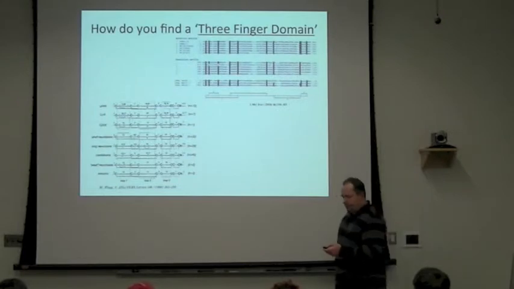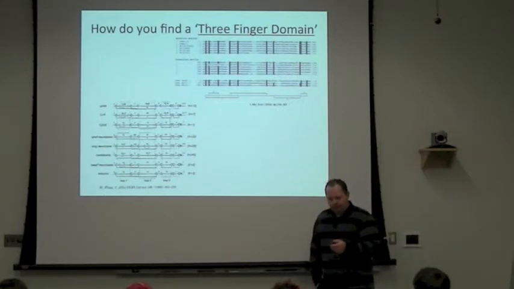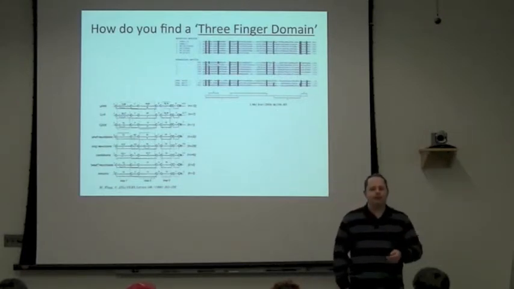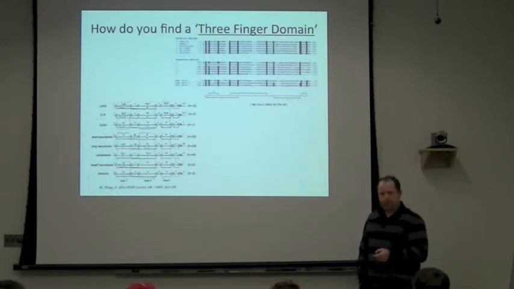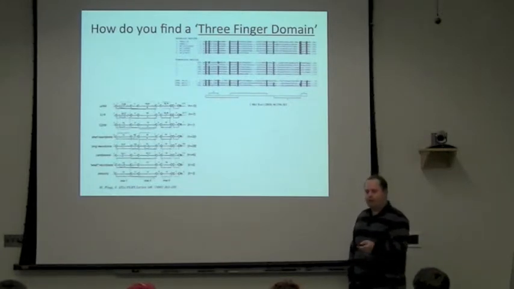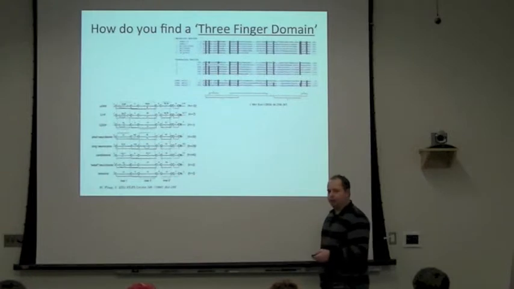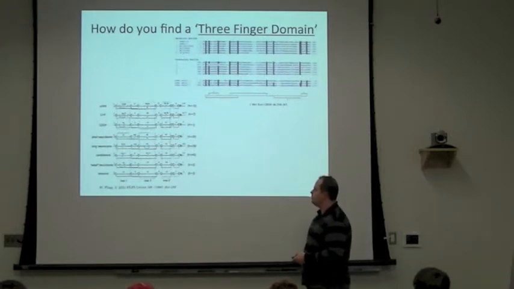Some people have decided that we shouldn't call them three-finger domains. Every time they get discovered, and they've been discovered many, many times, they're given a different name. Whoever finds them in a particular taxa gives them whatever name they think describes what it does.